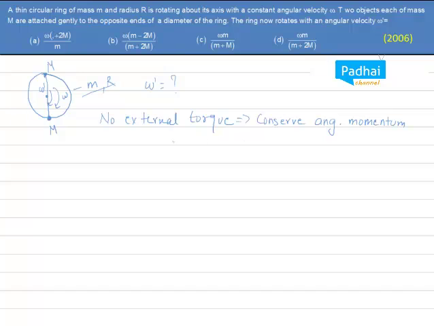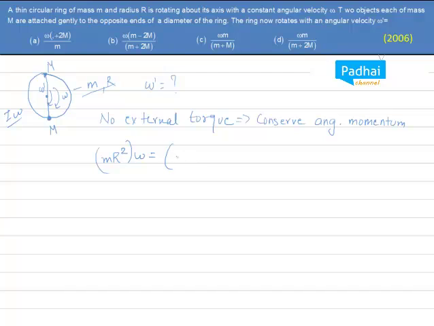So what is the angular momentum? Initially the angular momentum was I into omega. Now what was I initially? Because it was a ring only, it was m r square into omega. Finally the same angular momentum will be there.